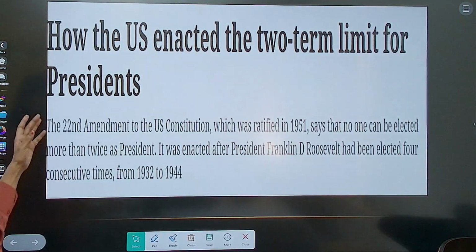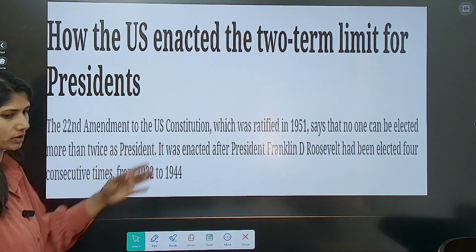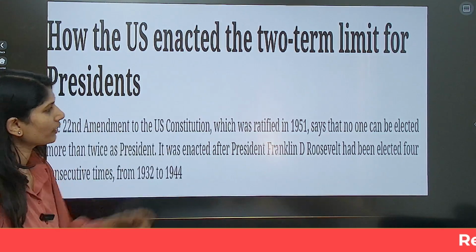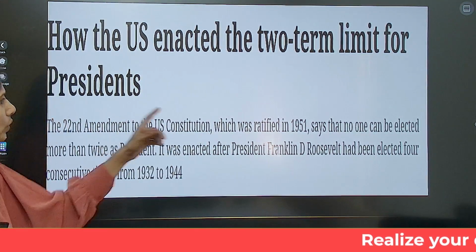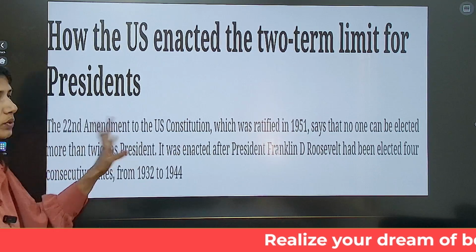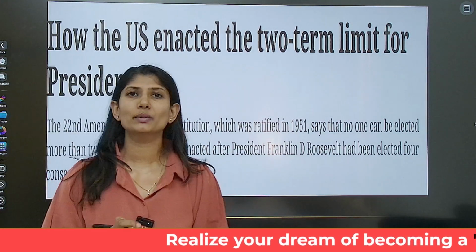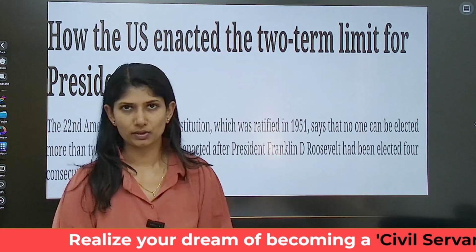Look at this. The 22nd Amendment to the US Constitution, which was ratified in 1951, says that no one can be elected more than twice as president. Now we will see why that was done.